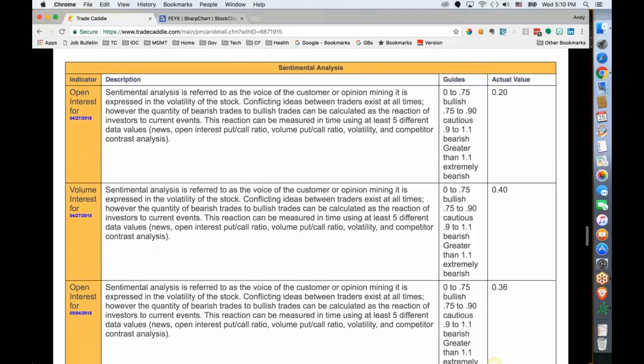So you see that open interest for April 27th, that's 2 days from now, the actual value is 0.2. And look at your guide. It says from 0 to 0.75 is bullish. That means the smaller that number, the more bullish it is. The larger that number, the more bearish it is. So the open interest is the spread traders like Andy and myself, and the volume represents the day traders. You can see for April 27th, the open interest and the volume is bullish for those 2 days.